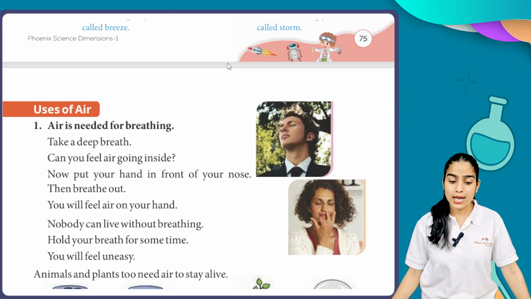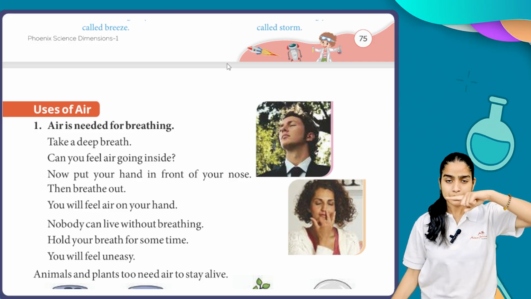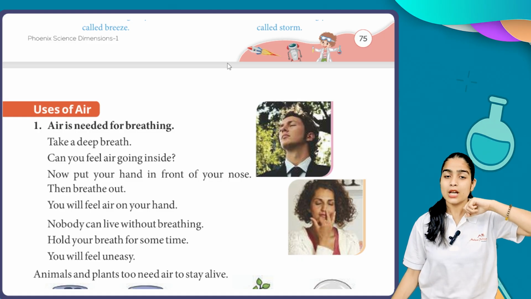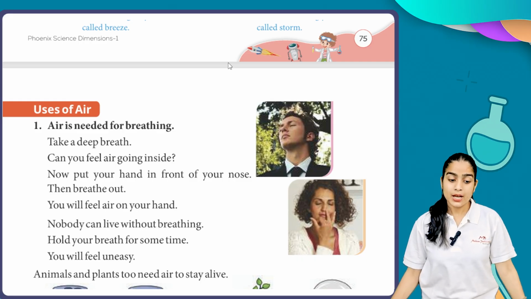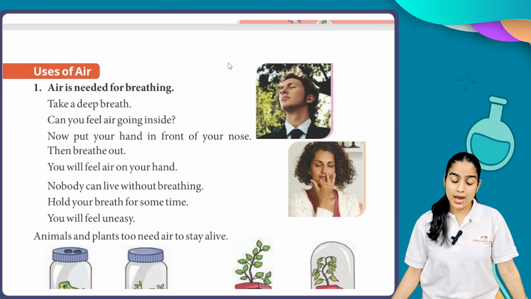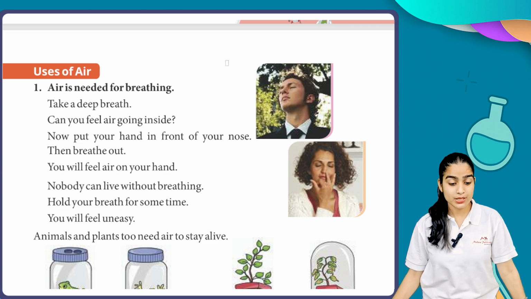Now put your hand in front of your nose, then breathe out. Take a finger near your nose and breathe out. So now you can feel air on your hand. Nobody can live without breathing. Hold your breath for some time. You will feel uneasy. Animals too need air to stay alive.